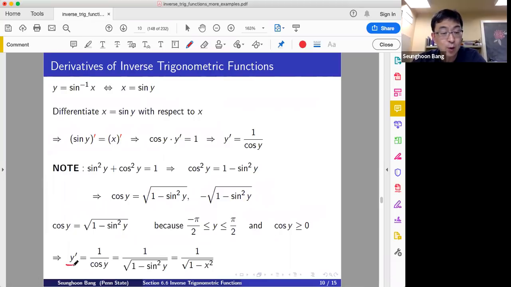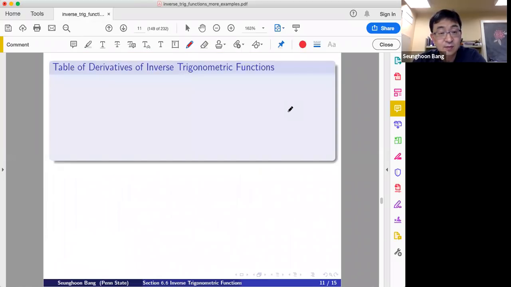What's y prime? Y prime is inverse sine of x prime. So we have one good result. Inverse sine of x prime is exactly 1 over square root of 1 minus x squared. We have one good result, like this. We have one good table. What's the inverse sine of x prime? The 1 over square root of 1 minus x squared.